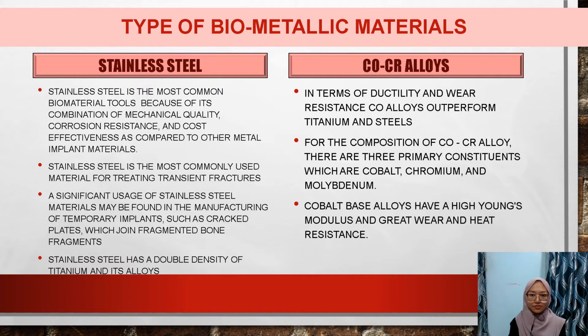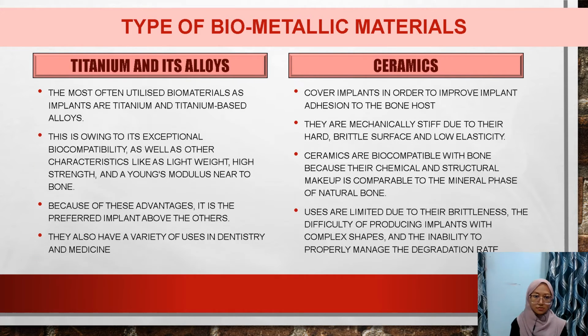For the cobalt-chrome alloy, in terms of ductility and wear resistance, cobalt alloy outperforms titanium and steels. For the composition, there are three primary constituents, which are cobalt, chromium, and molybdenum. Cobalt-based alloy has a high Young's modulus and great wear and heat resistance.